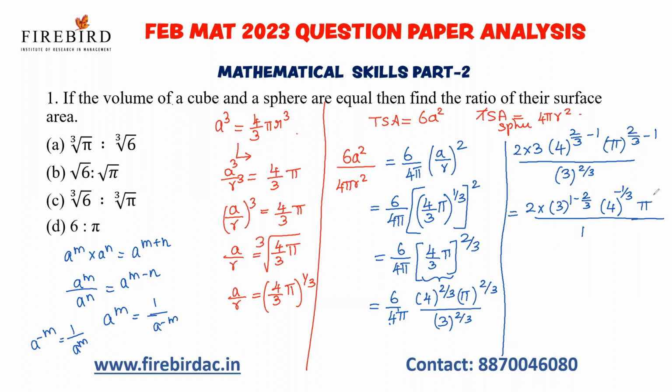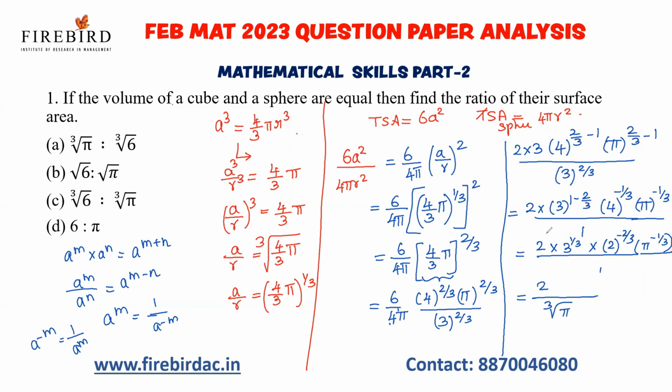And here it is what? Pi to the power minus 1 by 3. Okay, so I'll get the value as 2 into 3 minus 1, 3 to the power 1 by 3 into 4, I can write as 2 square. So 2 to the power minus 2 by 3 into pi to the power minus 1 by 3. See, pi to the power minus 1 by 3, a power minus m, I can write it as 1 by a power m. So cubic root of pi will come in the denominator.